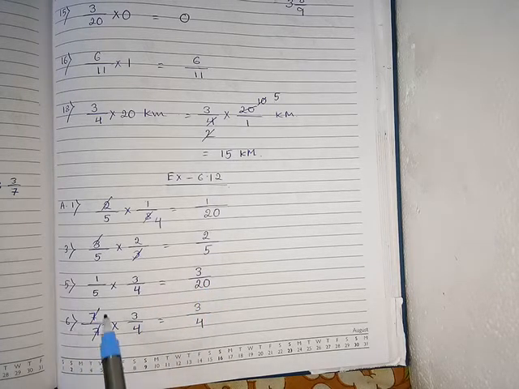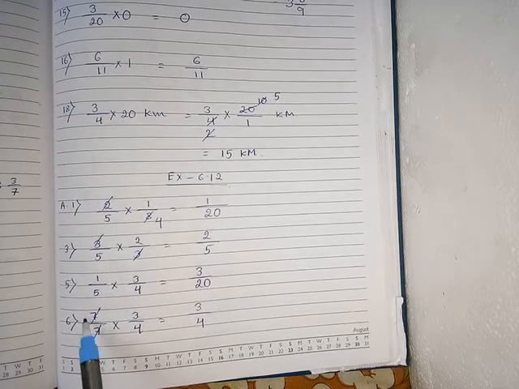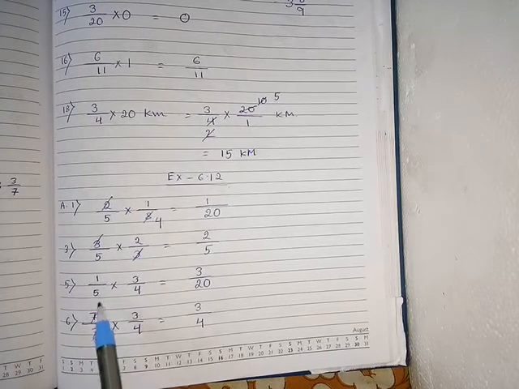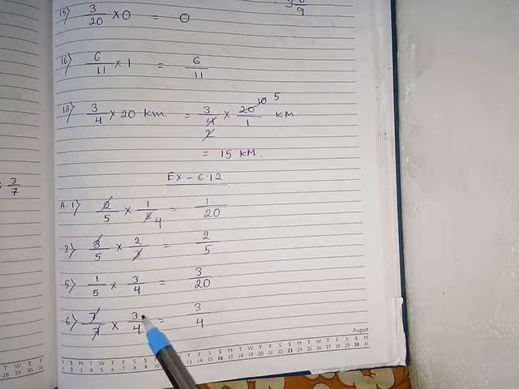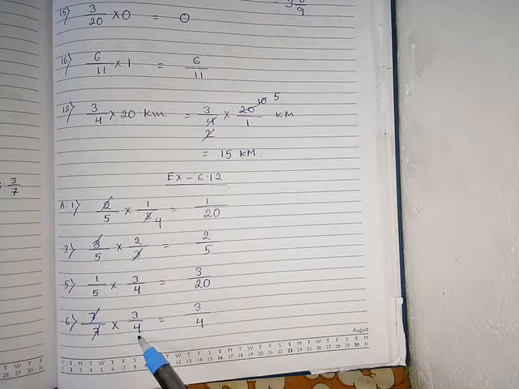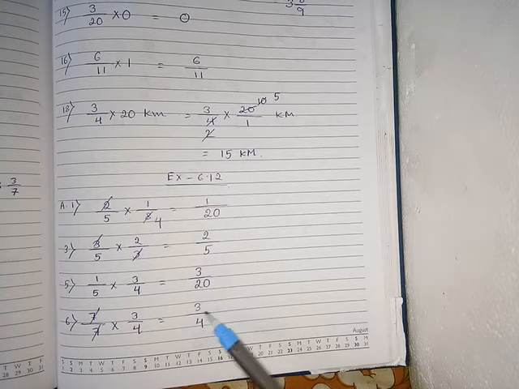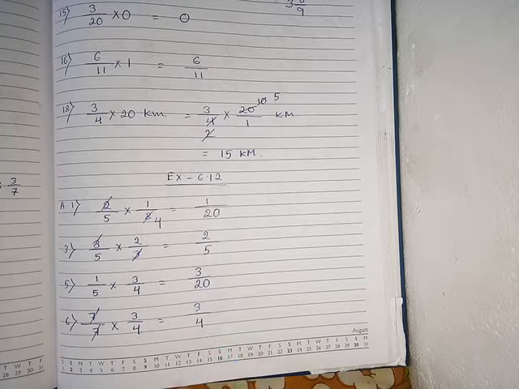Sum number 6. 7 by 7 into 3 by 4. Here 7 is in the numerator and another 7 is in the denominator, so we can cancel them. 3 and 4 don't have any common factor, so this will be your answer. And here 3 ones are 3 and 4 ones are 4, so you are getting 3 by 4 as your answer.